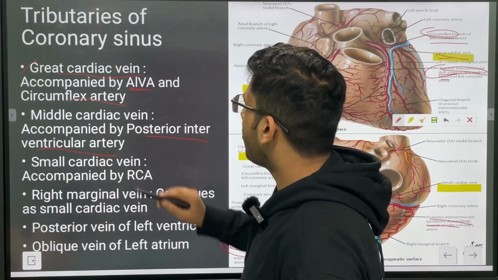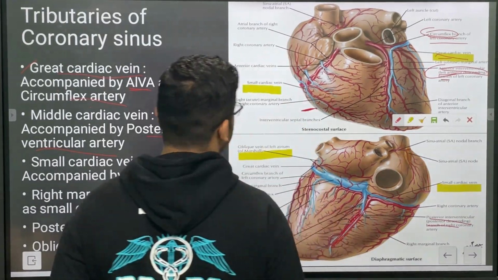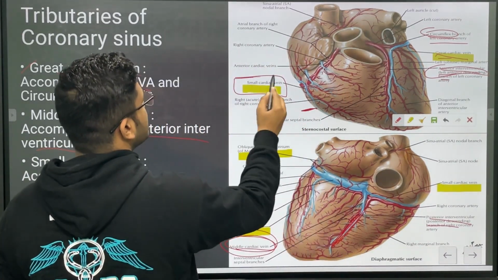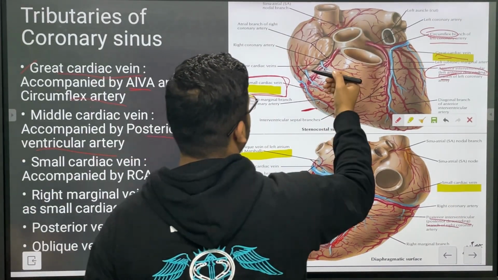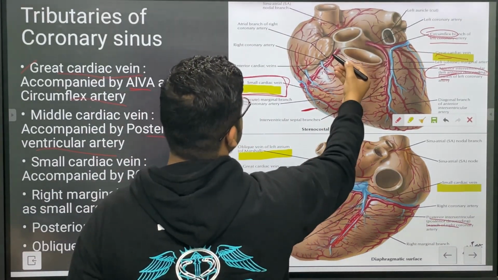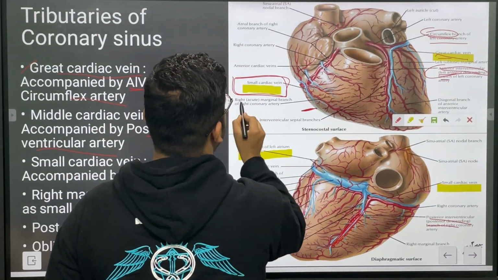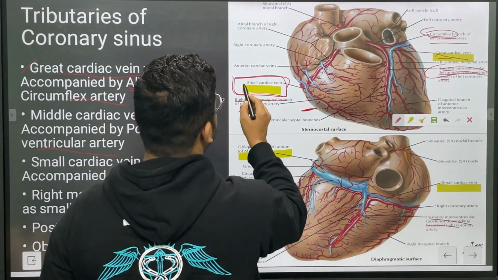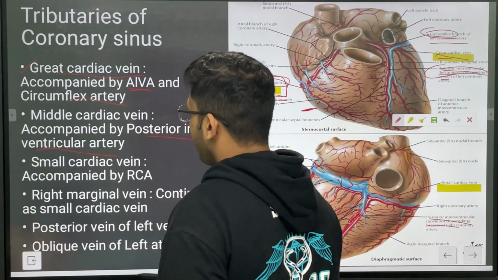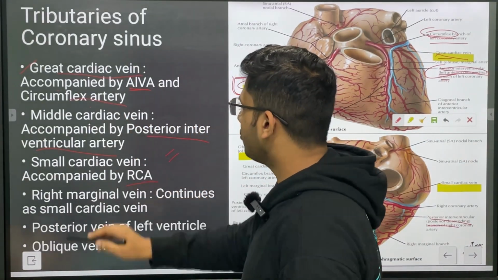The next one is your small cardiac vein, which is accompanied by the right coronary artery. Here you can see this is your right coronary artery, which is giving some major branch, that is the right marginal branch. So this is your small cardiac vein, accompanied by the right coronary artery.